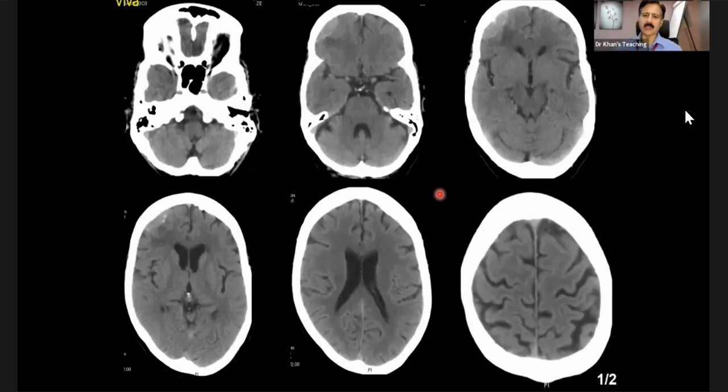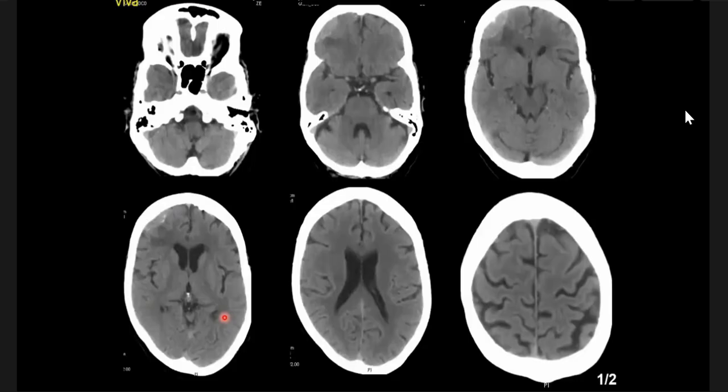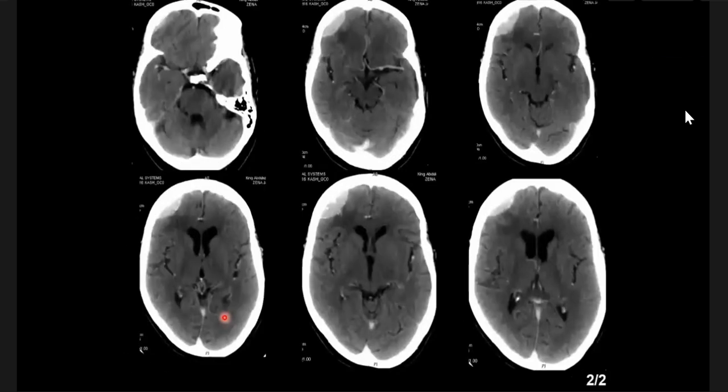And look at this slice. Anything comes to your mind? There is some calcification at the periphery of it as well. How do you explain that? It's an old collection with some infection, or maybe something else. What do you think this is? The calcification shows it is a chronic process.